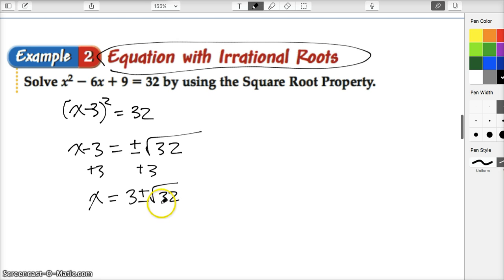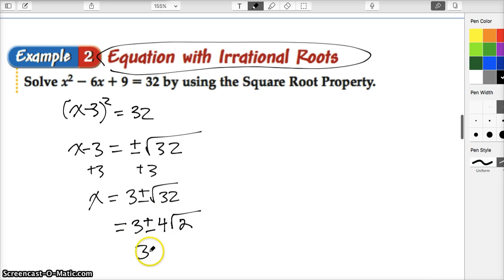So finishing off, you remember how we simplified the square root of 32. The way we simplify this is recognizing that there's a 16 in there. This is really 16 times 2. So the answer for me would be 3 plus or minus, the square root of 16 is 4. I don't know why I can't say words today. And then I have the 2 left inside. And yeah, we would leave it like this.